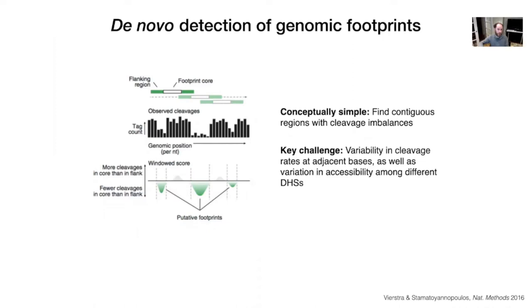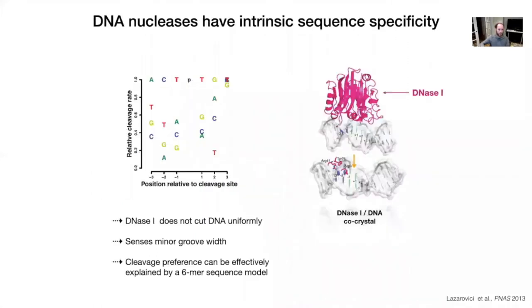So one way you can intuitively think about this is sort of running a window across the genome consisting of a footprint core and the flanking regions. And anytime there's fewer cleavages in the core than the flank, you could call those putative footprints. However, this approach has a number of challenges that may confound footprint detection, namely the variability in cleavage rates at adjacent bases, as well as the variation in accessibility amongst different DHSs in general.